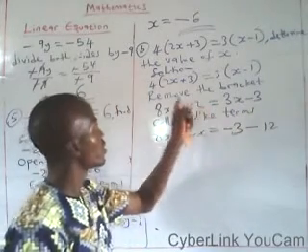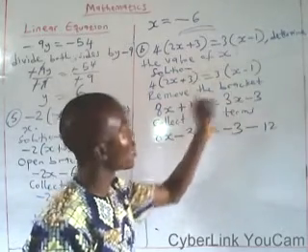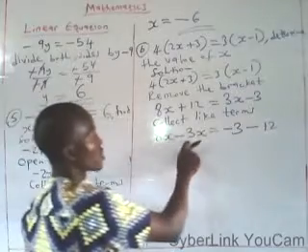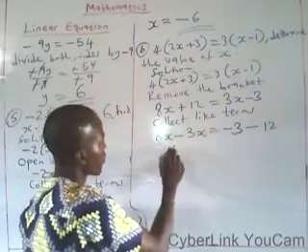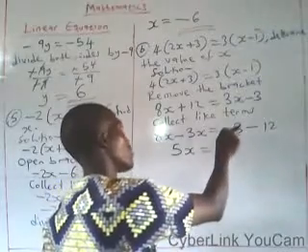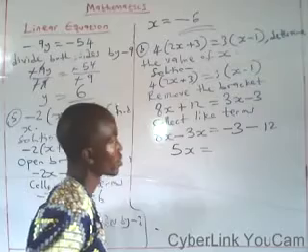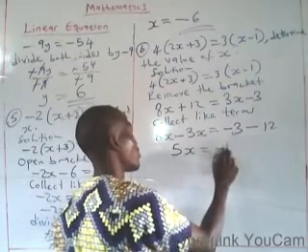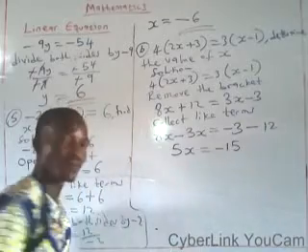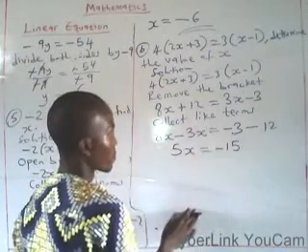Bring it down. This plus 12 will also move away from this side to the other side. On getting to that side, it's going to change to minus 12. Now 8 minus 3 will give us what? 5x is equal to minus 3 minus 12. Minus 3 minus 12 is minus 15. That is what we are going to have here. 5x is equal to minus 15.